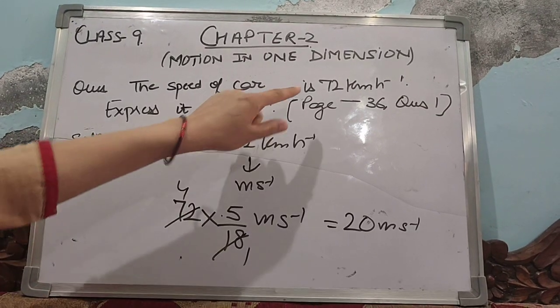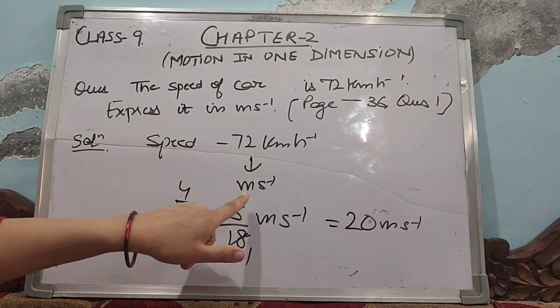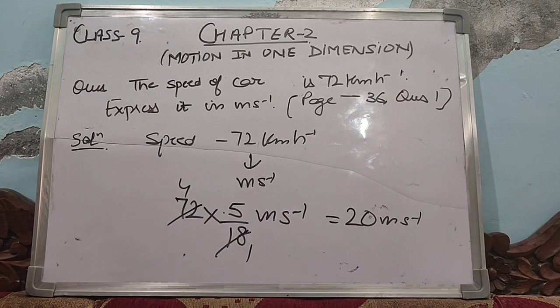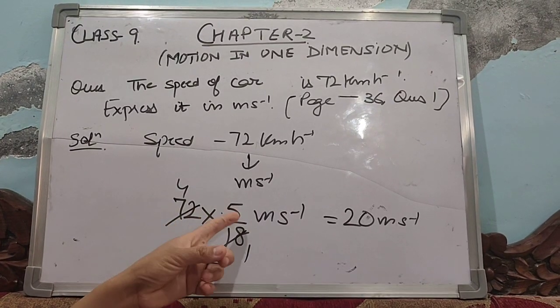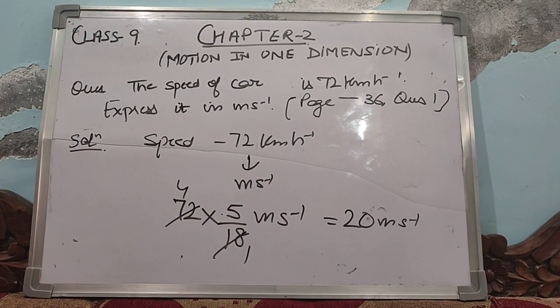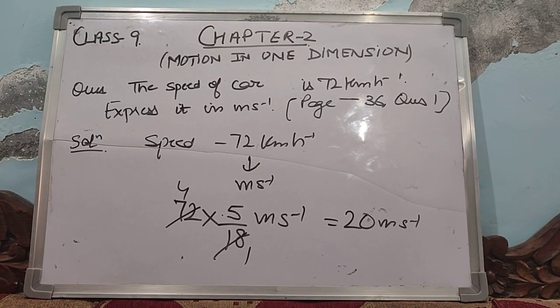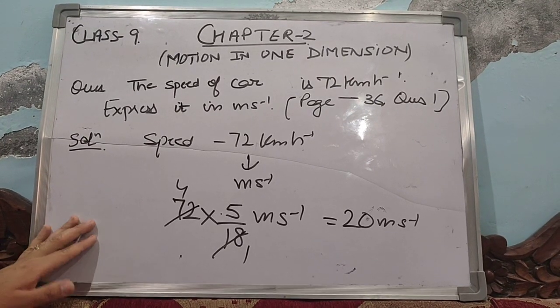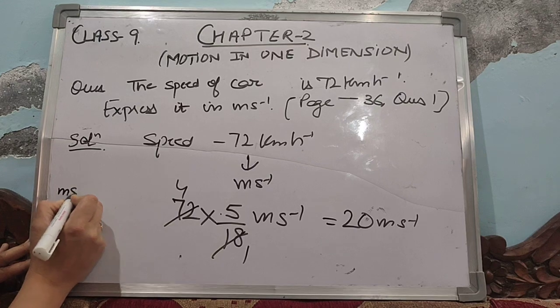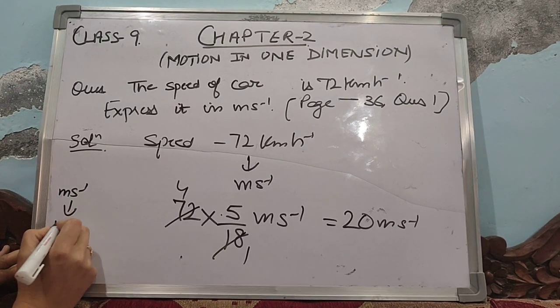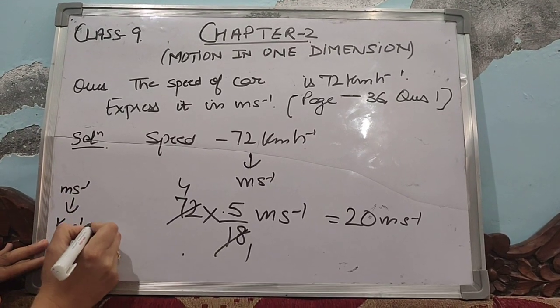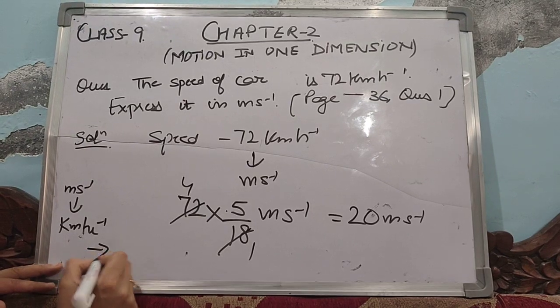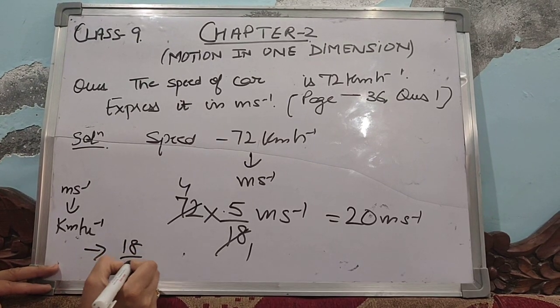Whenever you have to convert kilometer per hour into meter per second, just simply multiply the number by 5 upon 18. And reverse is the case. If we have to convert meter per second into kilometer per hour, then multiply by 18 upon 5.